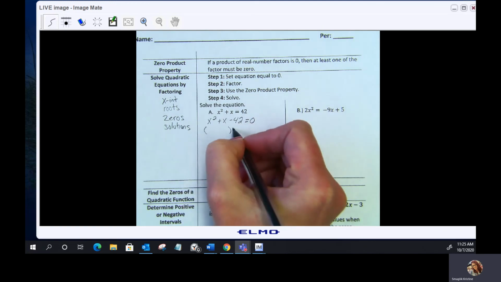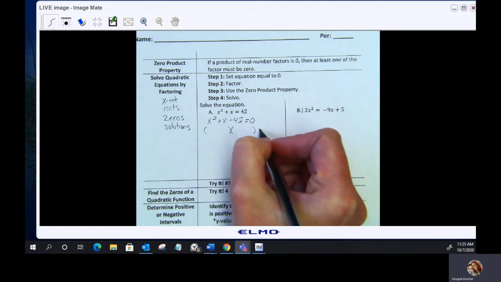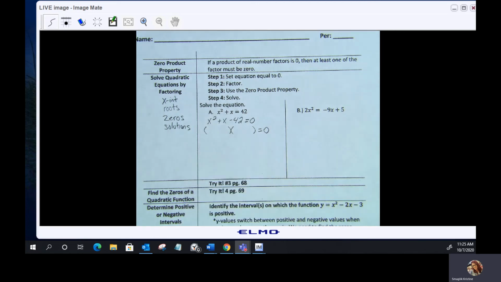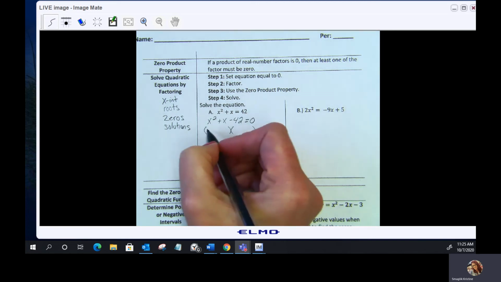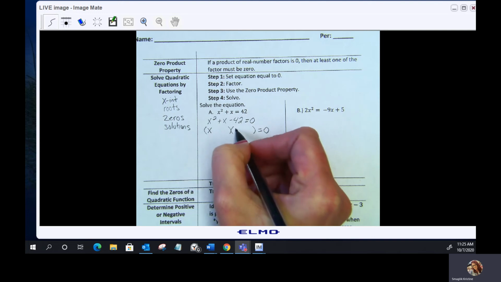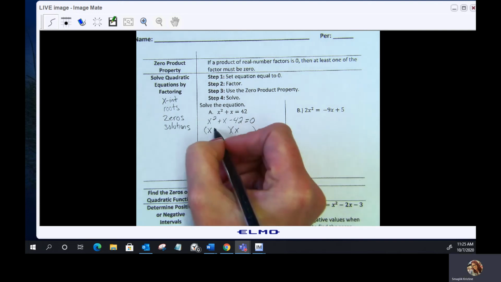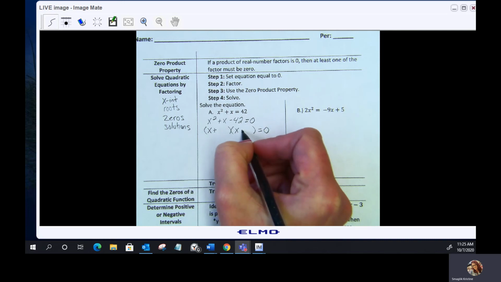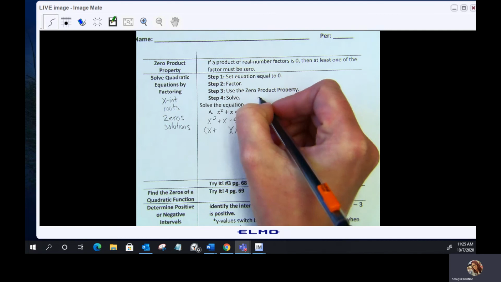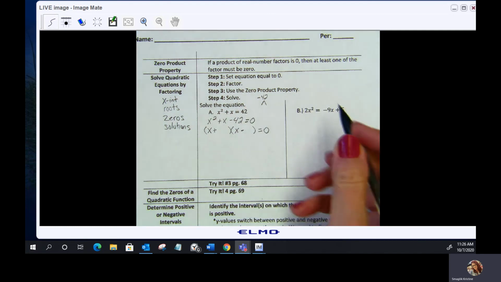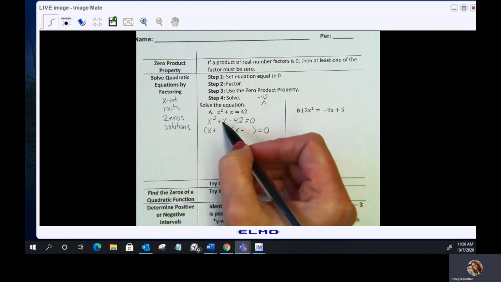I'm going to drop in my parentheses. I'm noticing already that I have a leading coefficient of 1. So the coefficient of the x squared term is just 1, which means I can just drop my x's in. I know if my c value is negative, my signs have to be different. One's going to be plus, one's going to be minus. And now I'm looking for two numbers that when I multiply them, I get a negative 42, but when I add them, I get a positive 1.